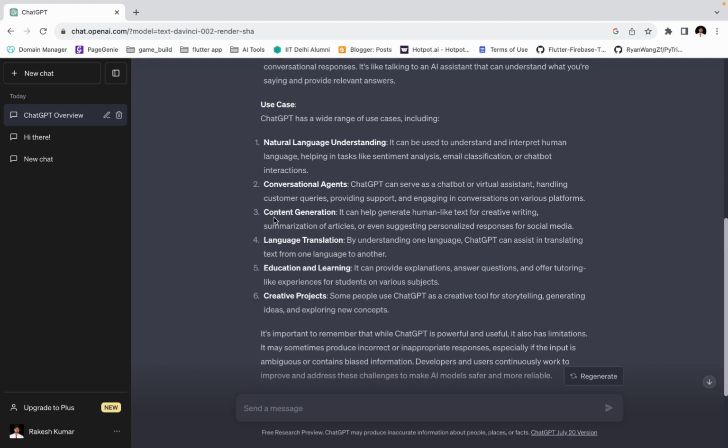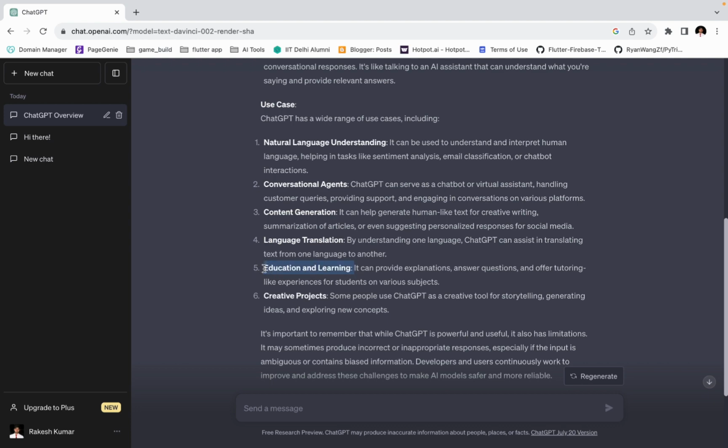There is no human resource needed for that, right? And then content generation, right? For example, if someone wants to write a blog, he or she has to scroll all over the net and get all the information, then write a concise, non-plagiarized blog, right? But in ChatGPT you can create content that is 90 percent plagiarism free, right? Then language translation, as I said.